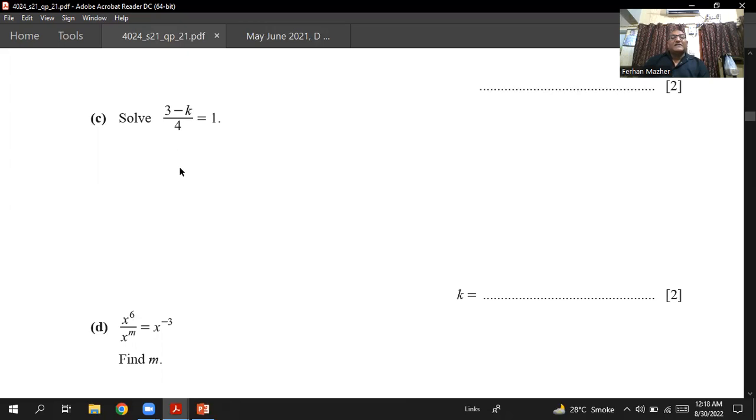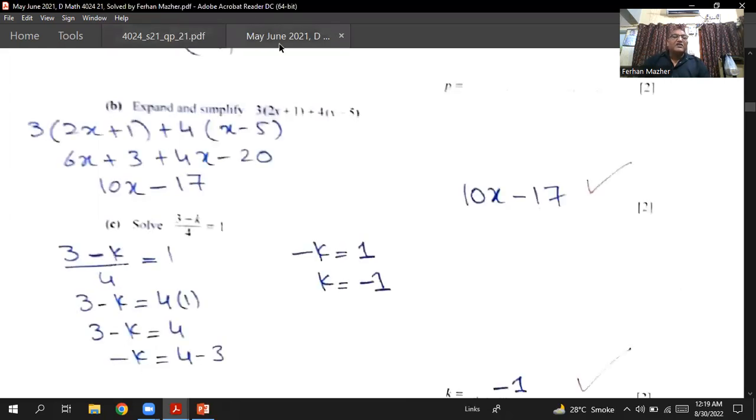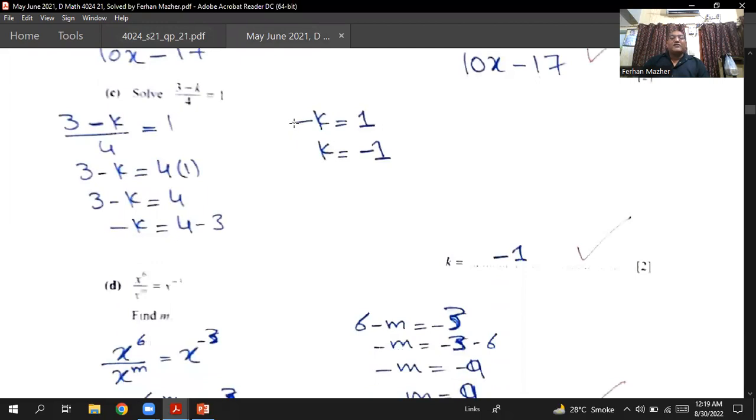The next part is part C. It says solve 3 minus k divided by 4 is equal to 1. So we want to find the value of k. Here we can cross multiply. 3 minus k divided by 4 is equal to 1, so 3 minus k is equal to 4 into 1. So 3 minus k is equal to 4, and minus k is equal to 4 minus 3. So minus k is equal to 1, so k is equal to minus 1.